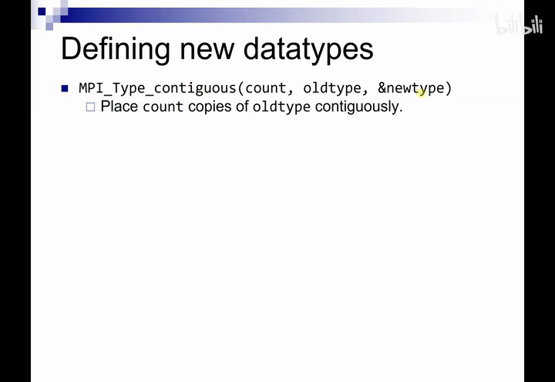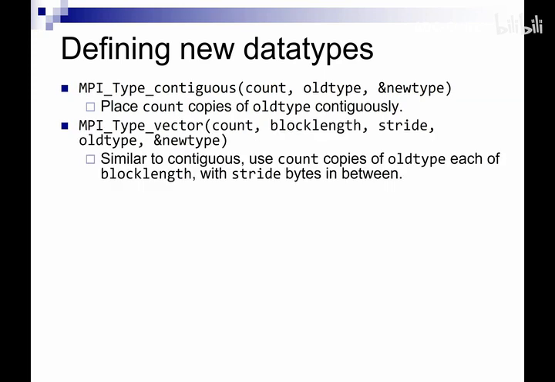And then you can define a new data type. Let's call that float 4. To do this, you just set the old type to be MPI float, and then you set count to be 4 because you want 4 of them. And then for the new type, just give a name to it, let's say float 4. Okay, so that's how you use MPI contiguous.